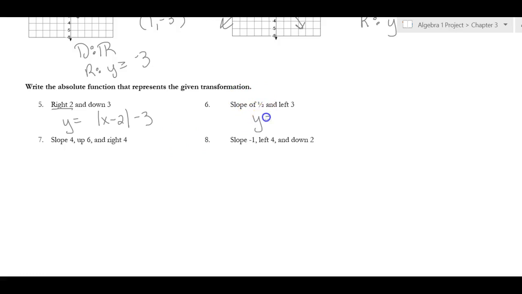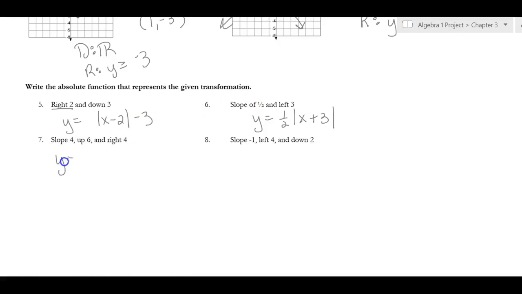For number 6, a slope of 1/2 goes in front of the absolute value, and it says left 3, so it's going to go to the plus 3 because remember it's the opposite of parentheses. All right, I'd like you to try 7 and 8, and then we're going to be done with notes. Check it off.